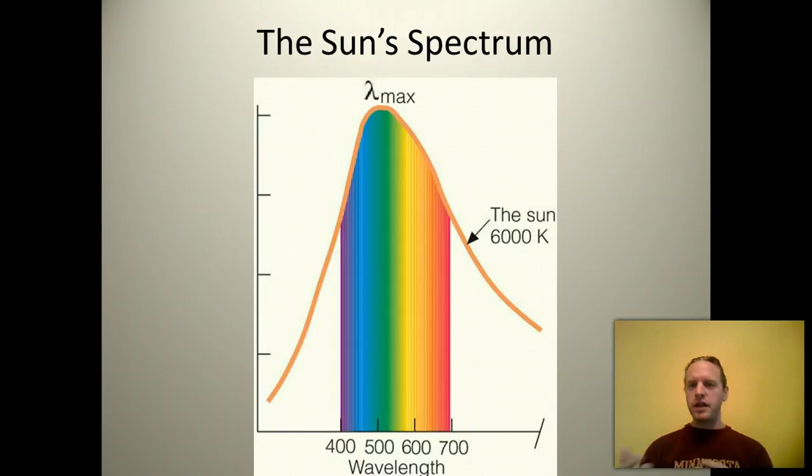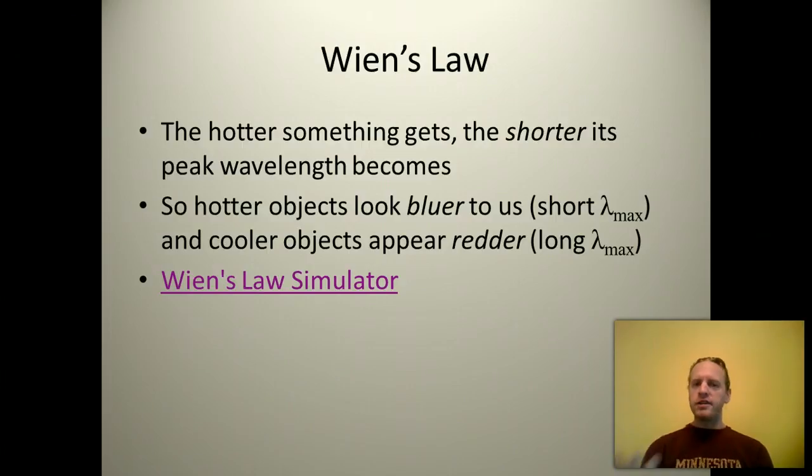And the cool thing is, every object that's emitting thermal radiation, or any warm object, emits a curve of exactly this shape. It's just that it peaks maybe further to the left or further to the right, in the ultraviolet part or in the infrared part. So there are a couple of laws that describe exactly the peak wavelength of light that objects are giving off. Now, the first is called Wien's law.